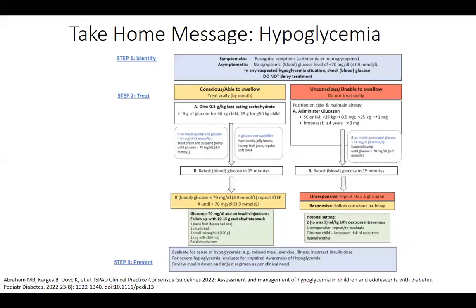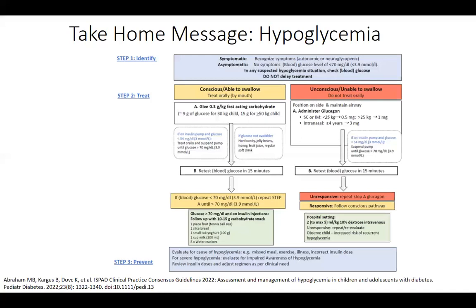So we've gone through 3 cases. One, teaching you to always confirm that those episodes are real. Two, teaching you that after you confirm, you should always go on to understand if they know how to treat their hypoglycemic episodes.